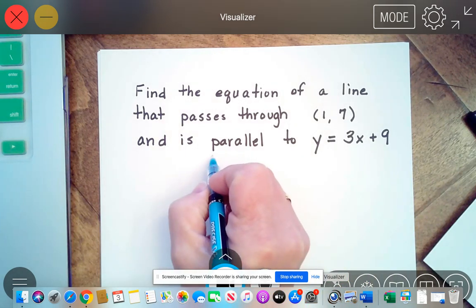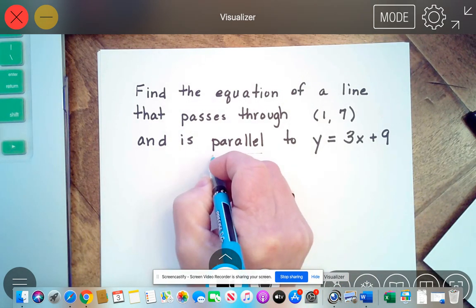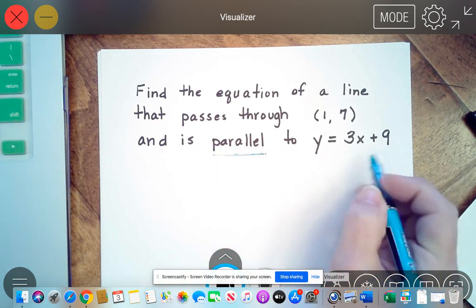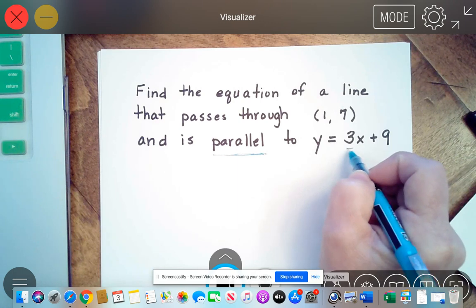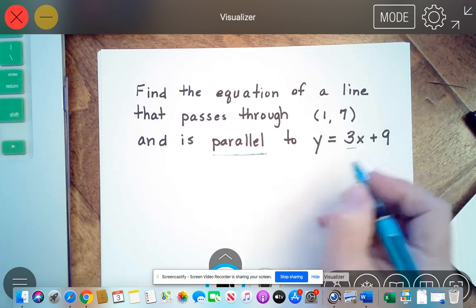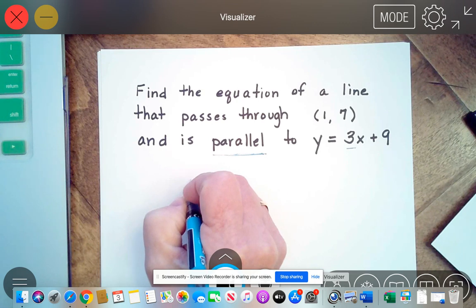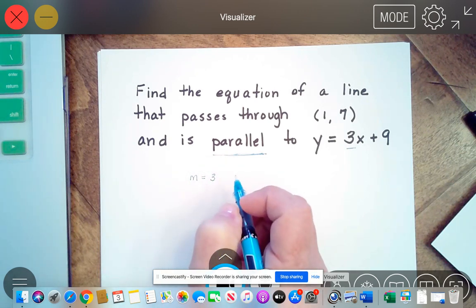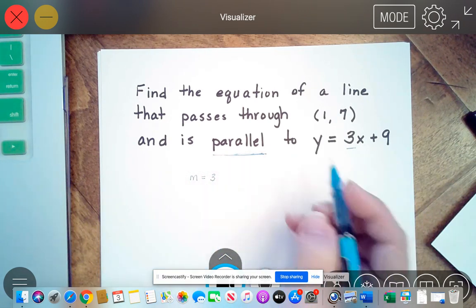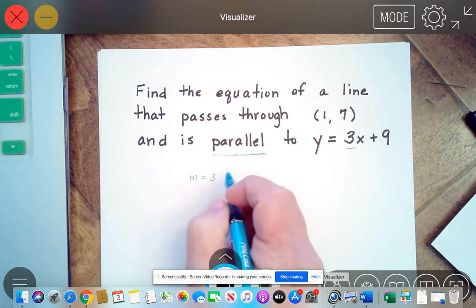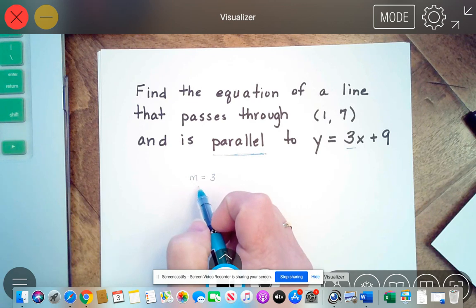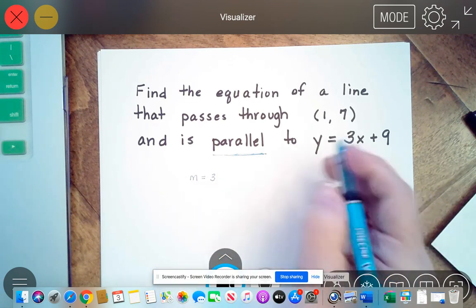Well, first of all, I see that it's parallel. So I know I'm going to look at a parallel slope. The slope on this line right here is 3. I can see that the slope is 3, so my parallel slope is going to be 3. And what I'm going to do then is write an equation of a line through the point (1, 7), and is parallel to y equals 3x plus 9.